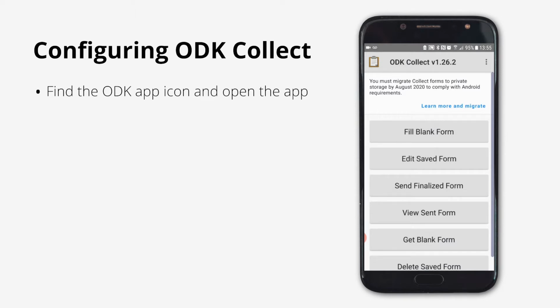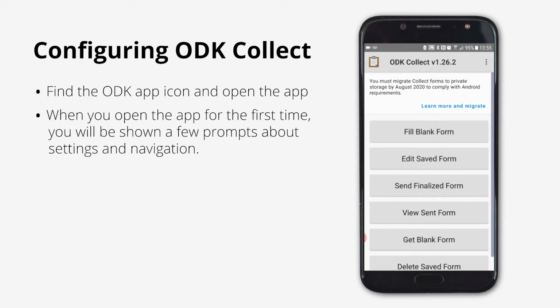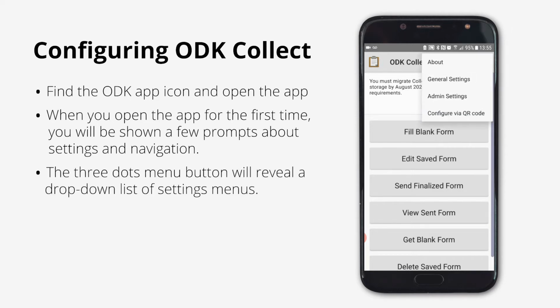Prior to this, when you first use the app, you will be shown a few prompts about settings, navigation, and user permissions, which are easy enough to follow. If you press onto the dotted icon in the top right corner of the main menu, you'll be shown a drop-down list of settings menus. The About screen will show you just some general information, linking you to the website, a forum, and a link for sharing the app. The general settings, however, will take you into settings regarding form management and the user interface itself.